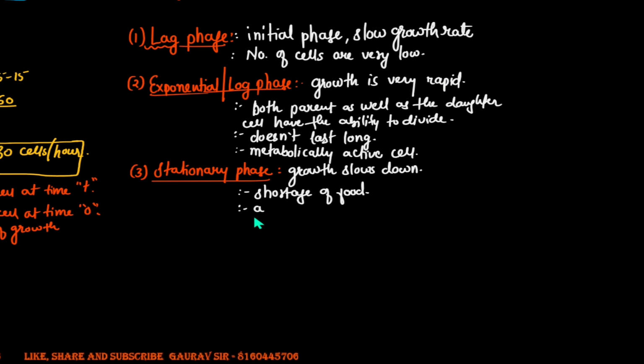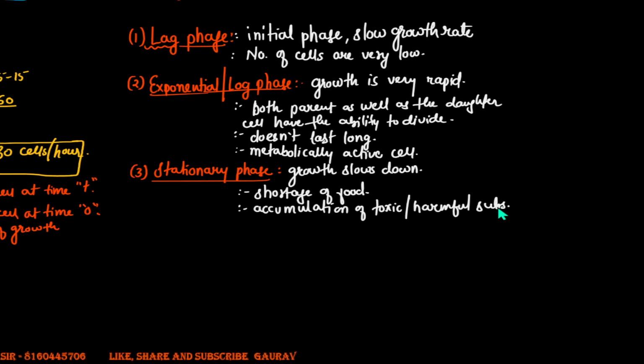Now, more cells would consume the food, and there would be more toxic products produced by them, right? Where will these toxic products go? They would accumulate in our medium, around the bacterial or the plant cell. So there is accumulation of toxic and harmful substances, right? Harmful substances.